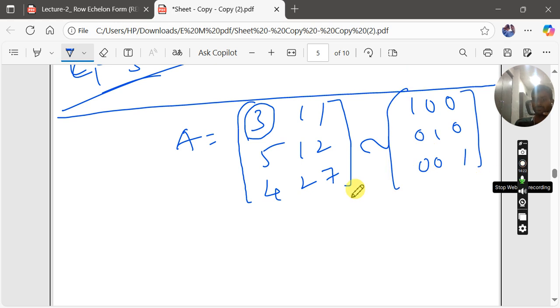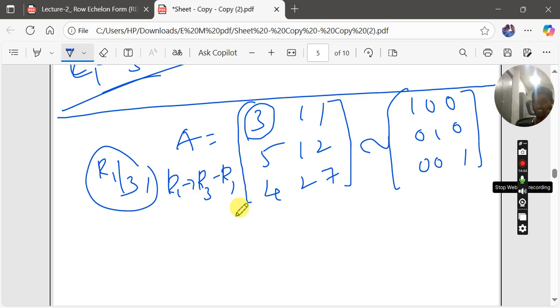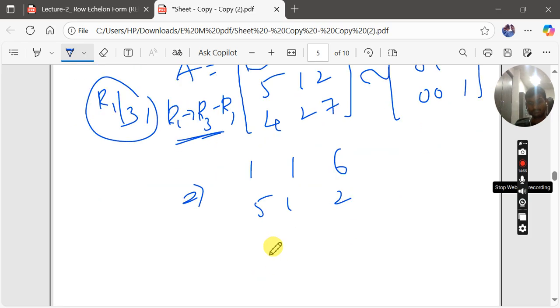Okay, so how will you do that? If you want to make 1 here, either you can apply R1 divided by 3, or else R1 implies R3 minus R1. It will be just simple. Why? Because when you do the first step, you will get divisions by 3 and fractions and everything. So I will go with this step. So what you will get? 1 1 6, 5 1 2, then 4 2 7.